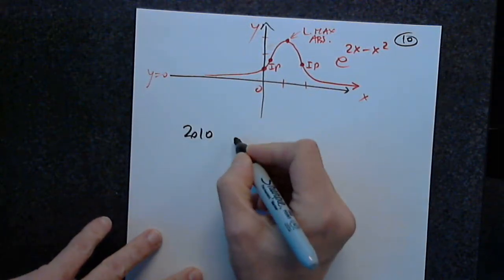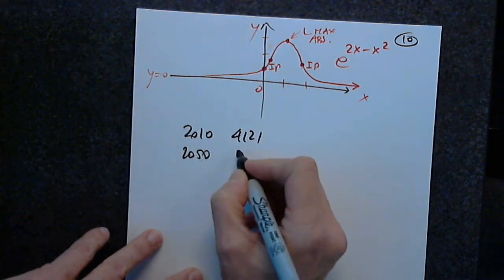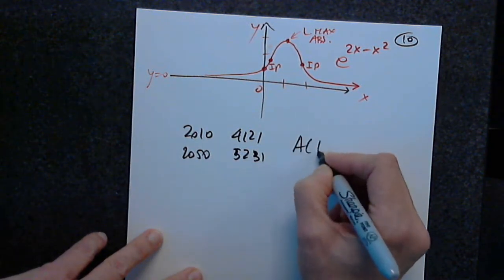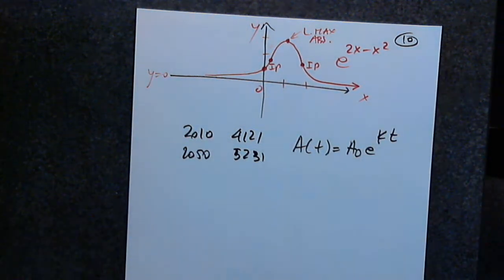So in 2010, we have 4,121, and in 2050, we have 5,231. And the model is this. And they're only asking us to find the model. So what do I do? Find the model? Yes.